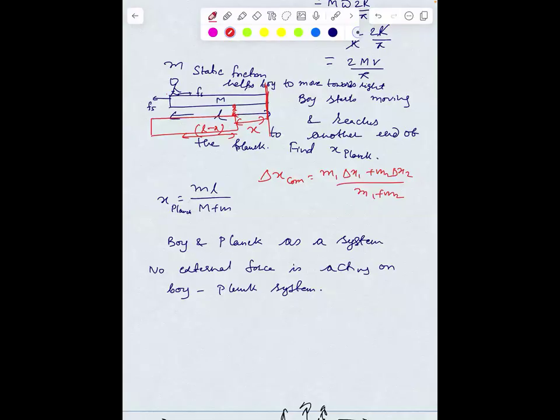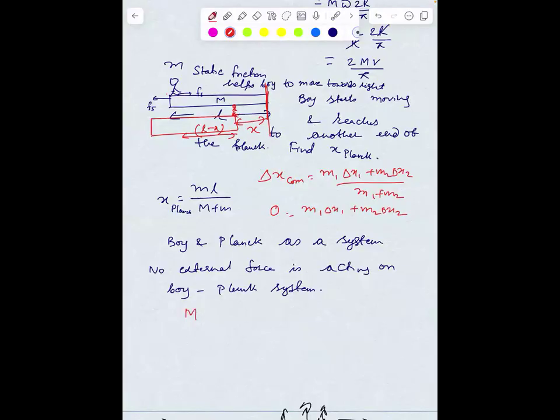So what is the change in position of the center of mass? Do you think the center of mass will change? If there is no external force, the position of the center of mass will not change. So this will be 0 is equal to m1 delta x1 plus m2 delta x2. Let the mass of the plank be capital M.